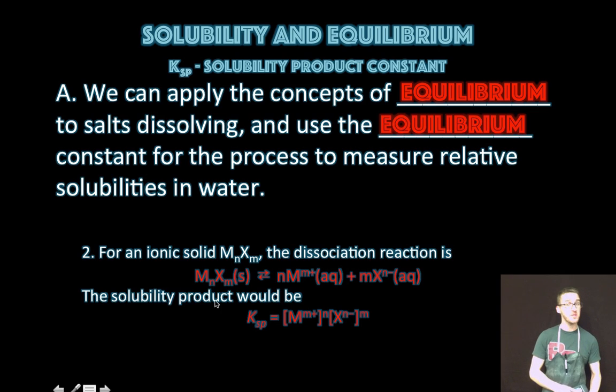The solubility product, or equilibrium constant expression, is still products over reactants. But because the only thing that is aqueous is our products, and our reactant is a solid, that reactant isn't going to show up in the equilibrium constant expression for the solubility product constant, KSP.